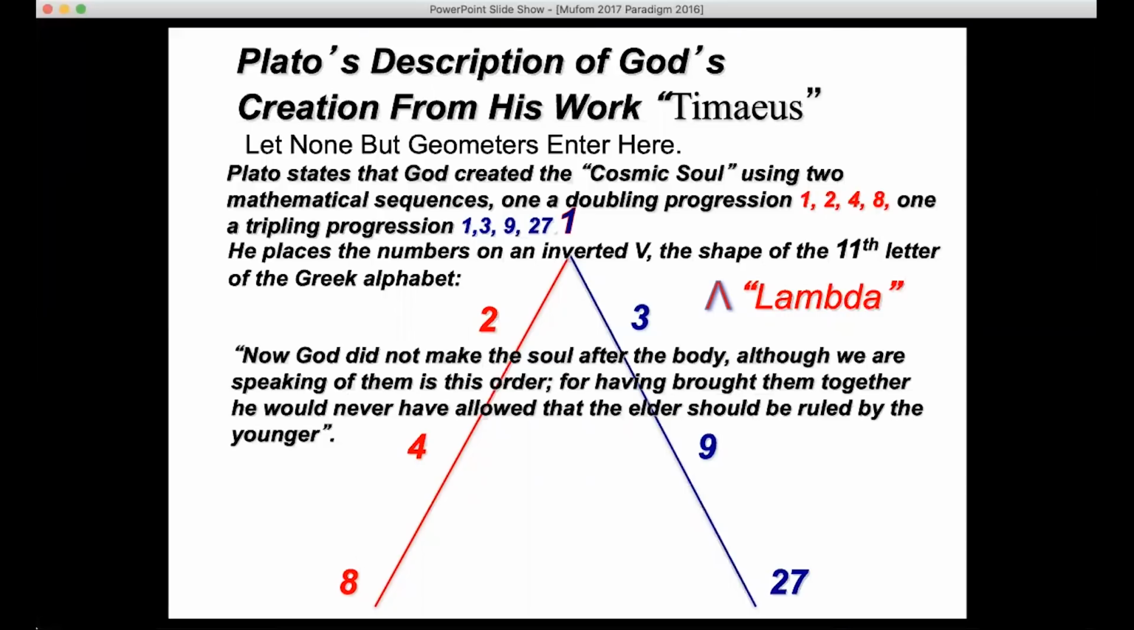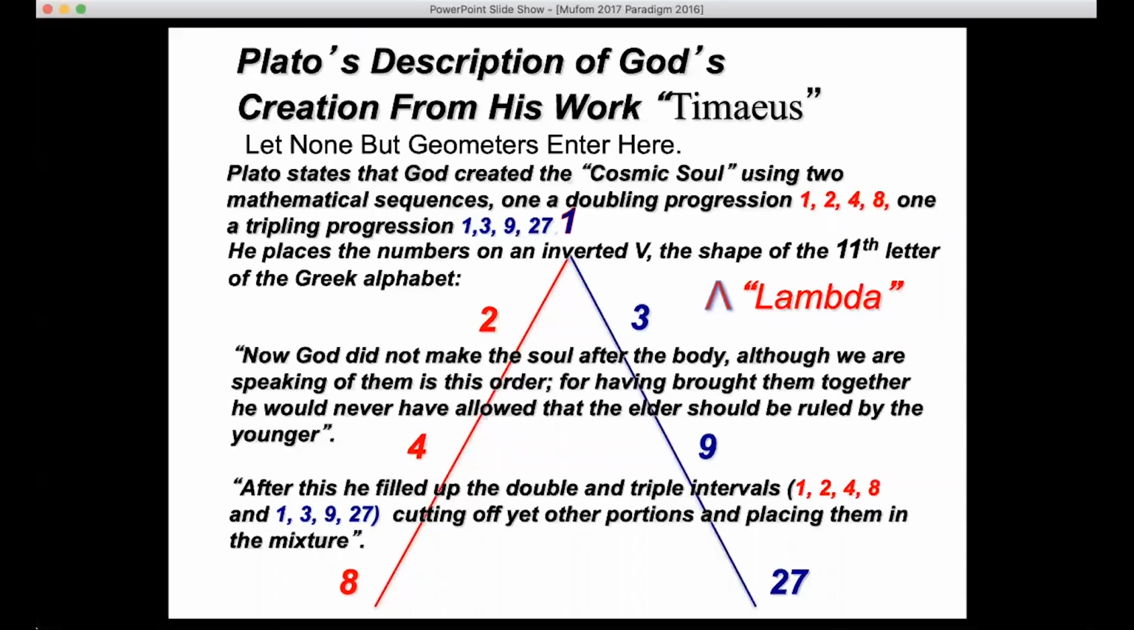And he continues, quoted here: "Now God did not make the soul after the body, although we are speaking of them in this order. For having brought them together, he would never have allowed that the elder should be ruled by the younger." So, what is he talking about there? We've got to look into that. So he continues by saying, "After this, he filled up the double and triple intervals, cutting off yet other portions and placing them in the mixture."